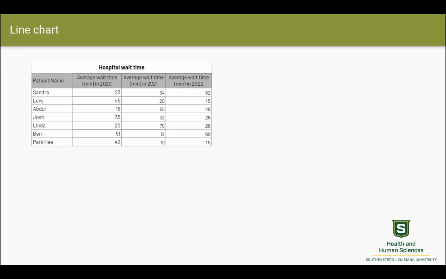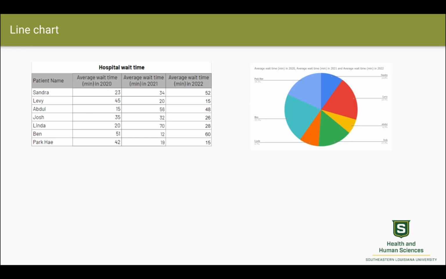So here we have four variables: patient name, and average wait time in 2020, 2021, and 2022. Because this is showing changes over time, we can use a line chart for it. We can also use a bar chart for it. But we cannot use a pie chart for it.